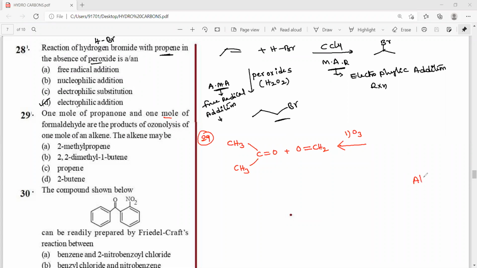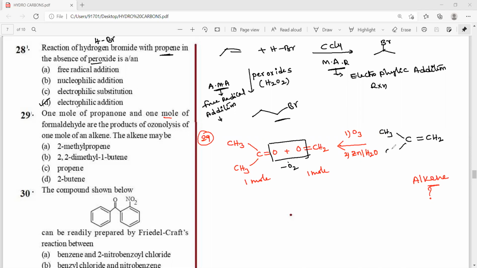Here it is an alkene. The alkene is treated with ozone, followed by hydrolysis in the presence of zinc metal, and produces 1 mole of propanone and 1 mole of formaldehyde. What is the alkene they are asking? For this kind of question, I already said one shortcut. Between the two carbonyl groups, just remove the two oxygen atoms and connect both carbons. Here hydrogens are there, and here two methyl groups are there.